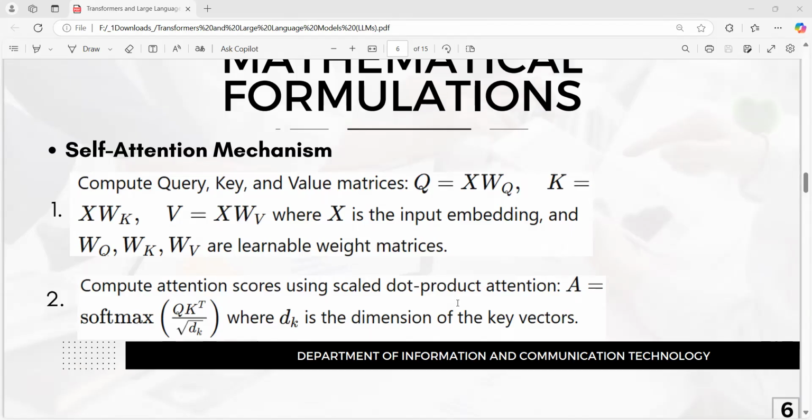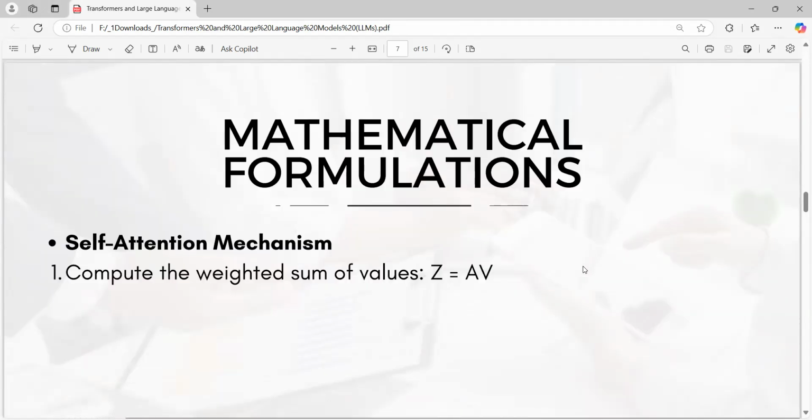The next formula computes attention scores using scaled dot product attention. Again, it is shown on the screen, where d_k is the dimension of the key vectors. And the last formula, which computes the weighted sum of values, is used in the self attention mechanism.